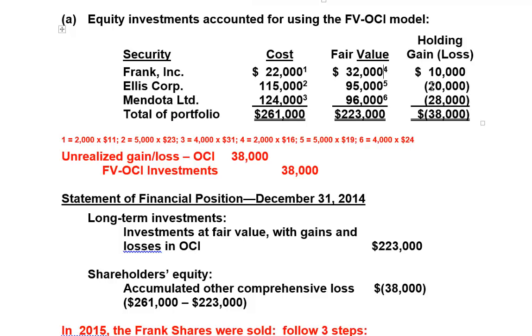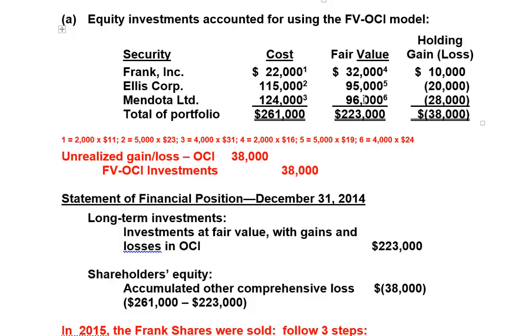To get the fair value, all I did was multiply those same 2,000 shares of Frank, in this first instance, by the fair value or the market value at the end of the current year, which in this case was $16 a share. So they gave you all that information in the question. And I did likewise for Ellis and Mendota. So that gave us all of these fair values.